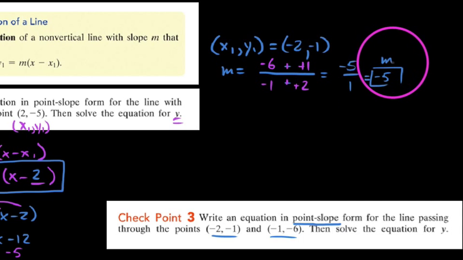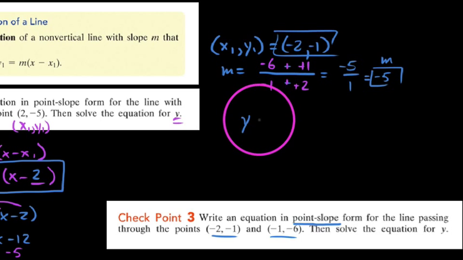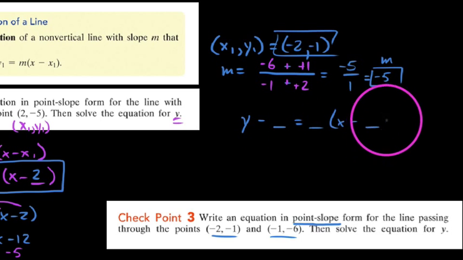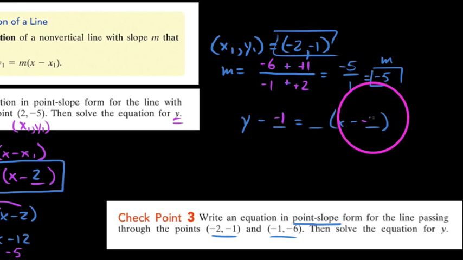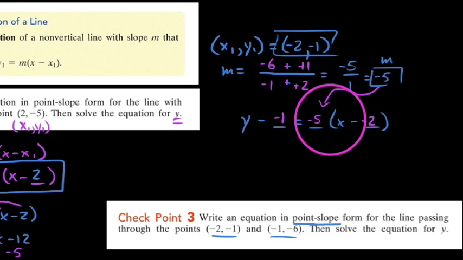So the good news is now we have a slope, and we have x1 and y1. So we're going to write this equation here where we have y minus y1 equals our slope times x minus x1, where our y value of our point here is -1 when the x value is -2. And we were able to determine that the slope of this line is -5.